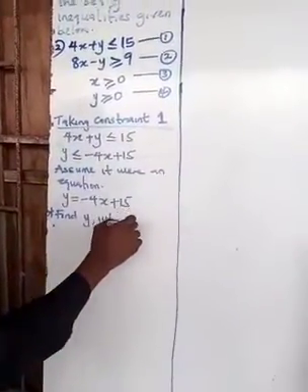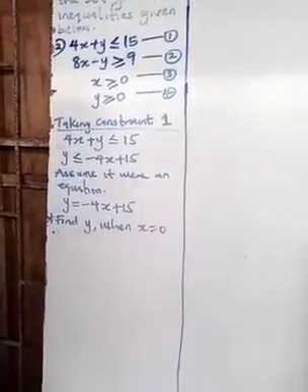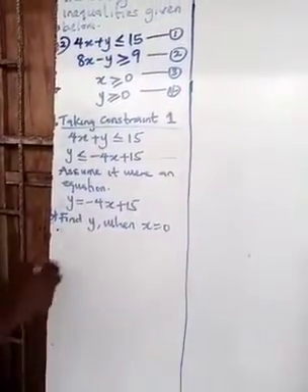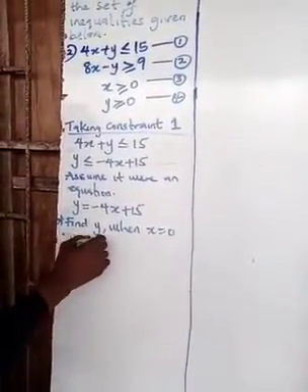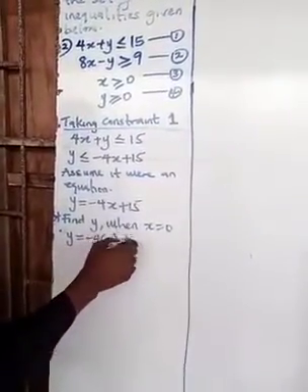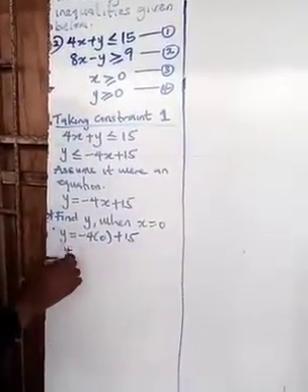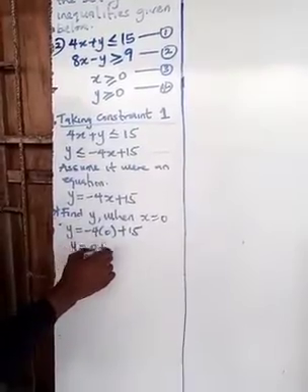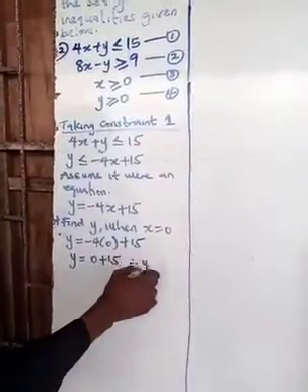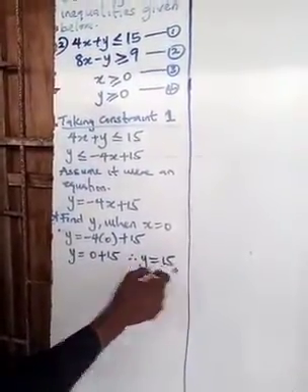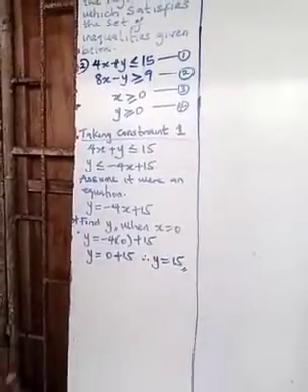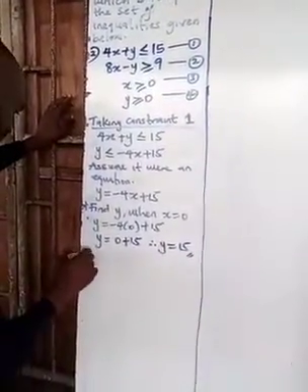Find y when x is 0. So if we find y when x is 0, we have y equals to minus 4 times 0 plus 15. So we have y equals to 0 plus 15. So that means y equals to 15. So when x is 0, y is 15. Then we'll look for x.